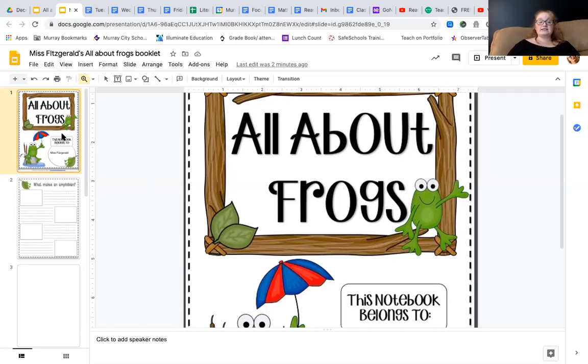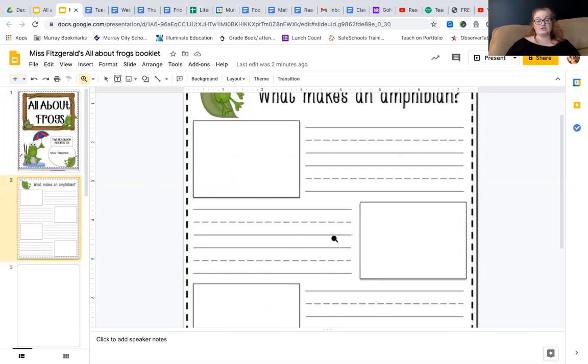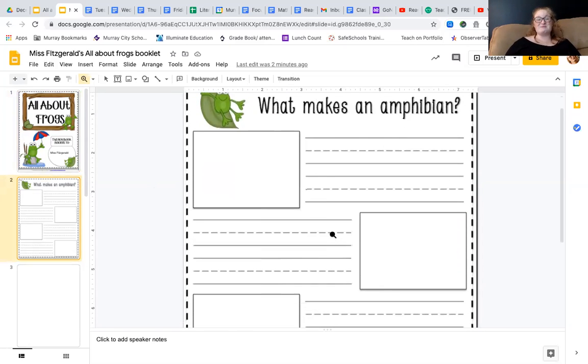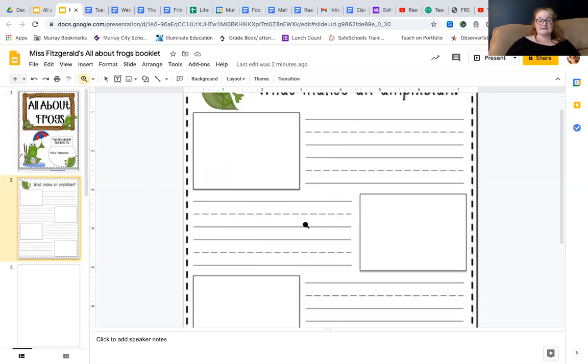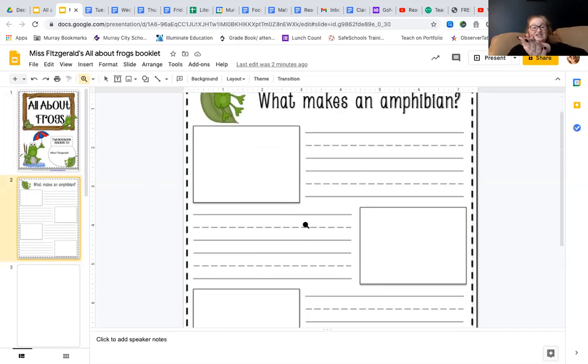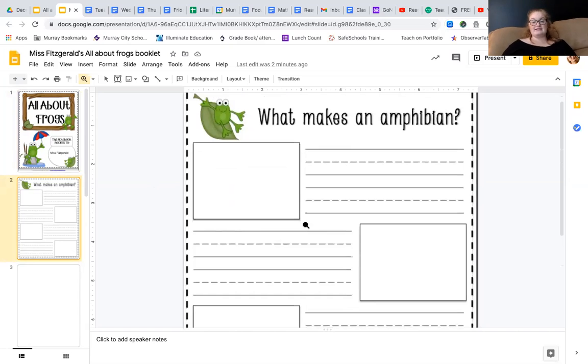Okay, to get started today, you are going to flip to the second page. It looks like this. It says, what makes an amphibian? And it has like this little frog on a cute leaf right here. And then it has a bunch of boxes. You're just gonna take your packet and just turn the page. Okay, great job. Turn to the What Makes an Amphibian page.